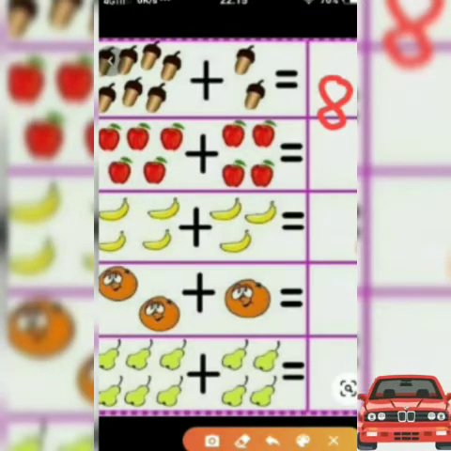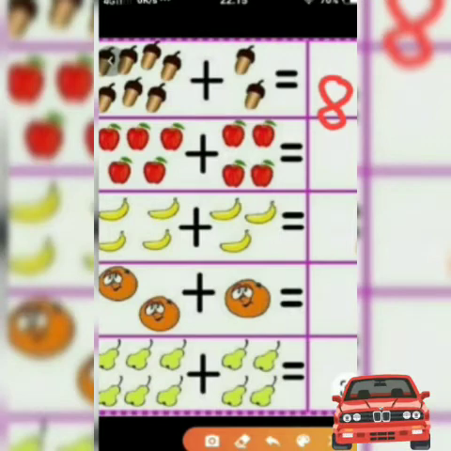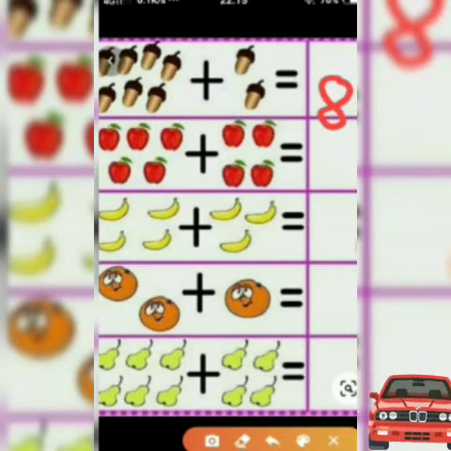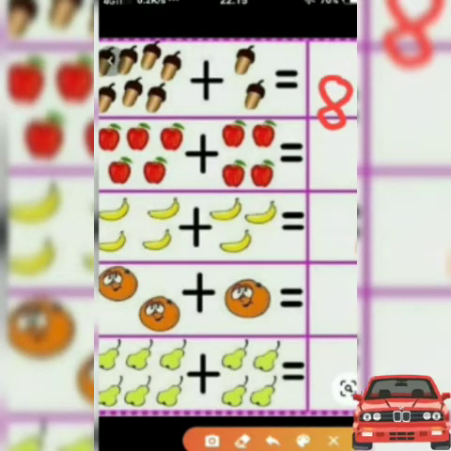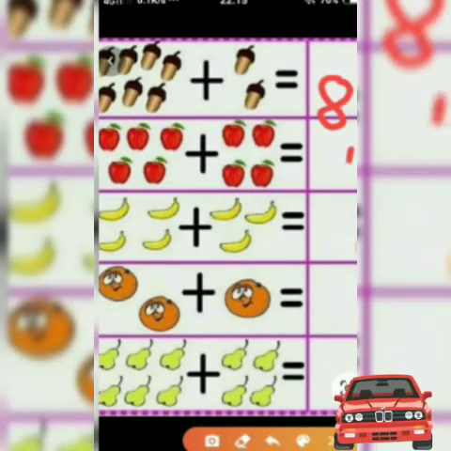1, 2, 3, 4, 5 apple plus 1, 2, 3, 4. So 1, 2, 3, 4, 5, 6, 7, 8, 9. 9 apples.